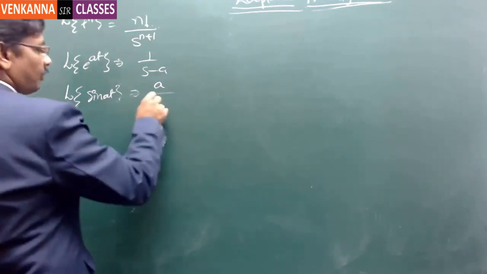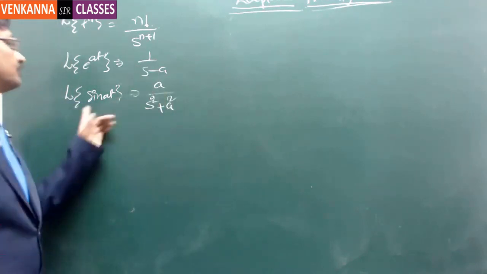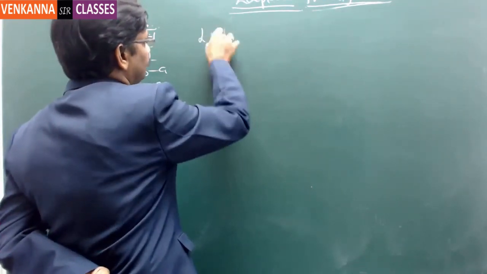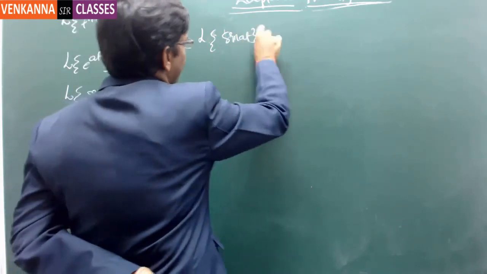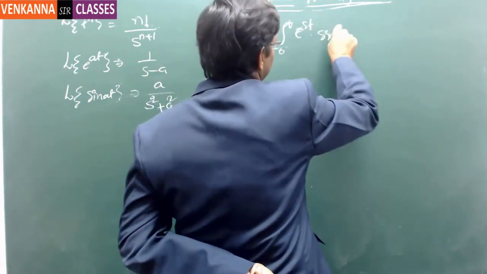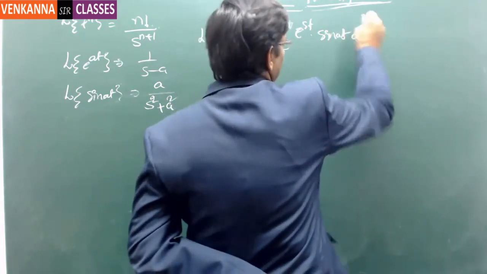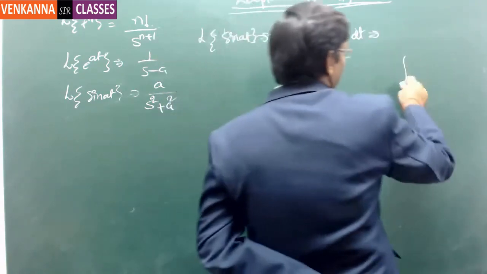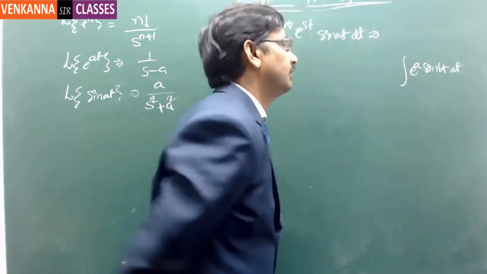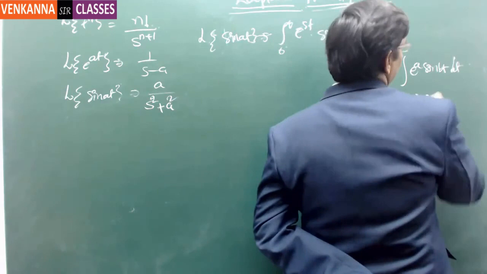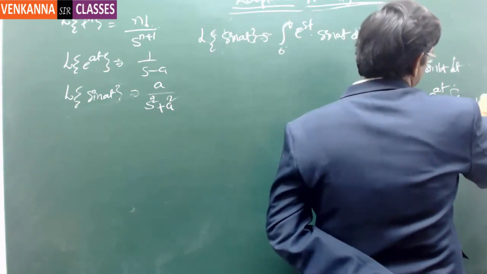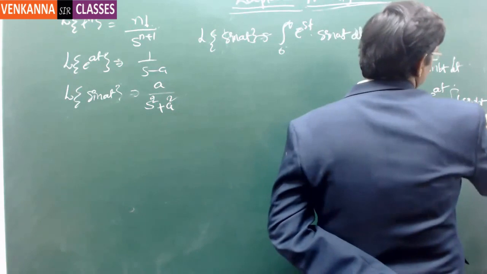So this is e power a t. Now the Laplace transform of sin a t is integral 0 to infinity e power minus s t, instead of f of t it is sin a t. What is the Laplace transform? You need to find out this value, integral e power a t sin bt dt, which you might be aware of already. This value is nothing but e power a t by a square plus b square into a sin bt minus b cos bt.